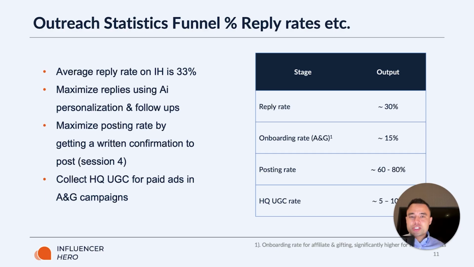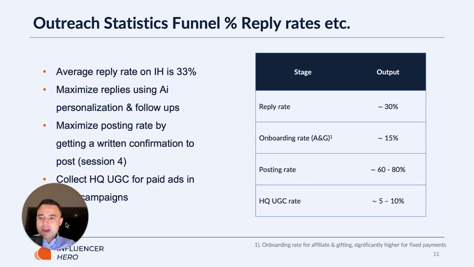Then outreach statistics. We'll just briefly take a look at the funnel here, just so you can plan ahead and know how many influencers you should reach out to in order to hit your numbers, right? So what we typically see, the average response rate on our entire platform is 33%.